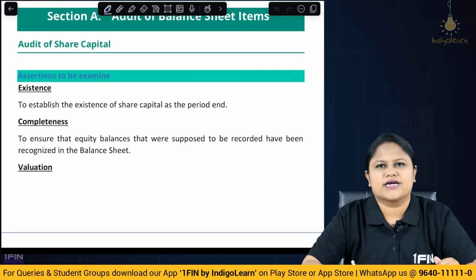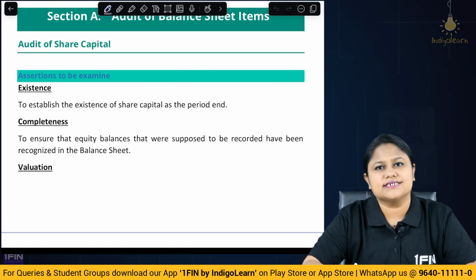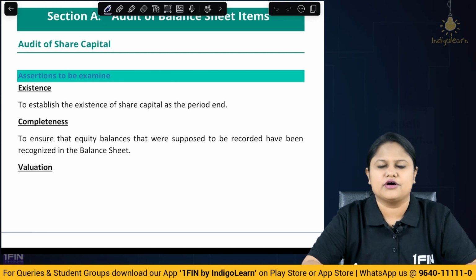So now let us pick up the first item for our discussion, and as I told you, we are going to start first with the balance sheet items. So let us pick up the first one, and that is share capital. So we are now going to discuss how we are going to do the audit of share capital.